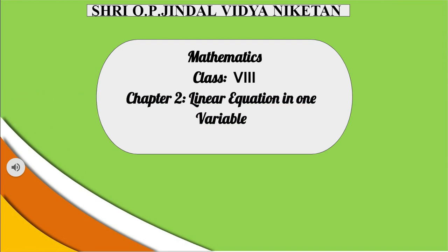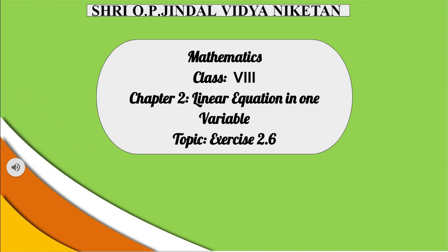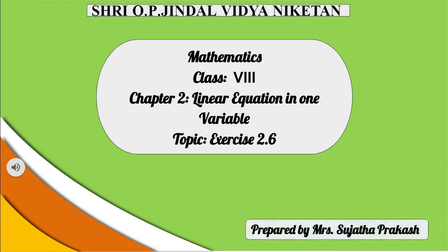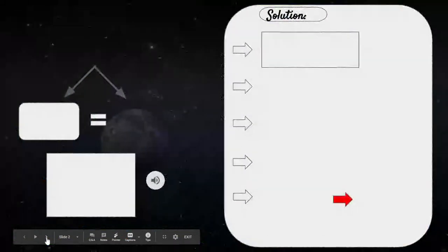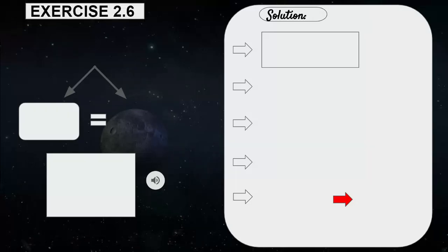Today we are solving exercise 2.6 of linear equation in one variable. Let's start. This is the last exercise of our chapter. Sometimes the given equation is not linear in form. By cross multiplication and consequent simplification, it can be transformed into a linear equation in one variable.